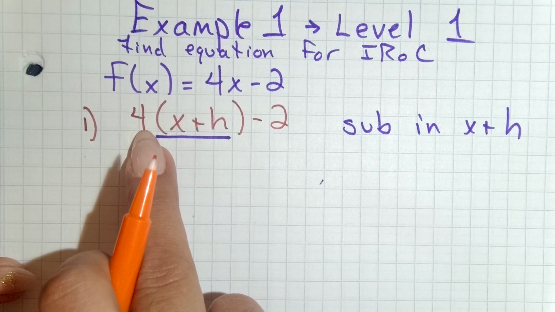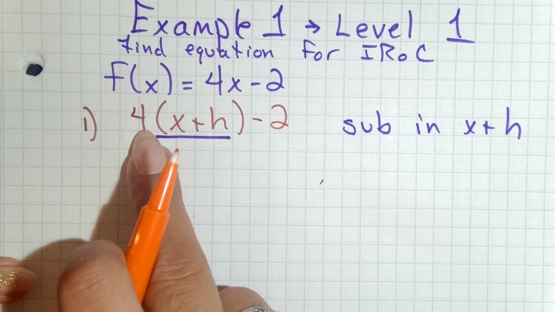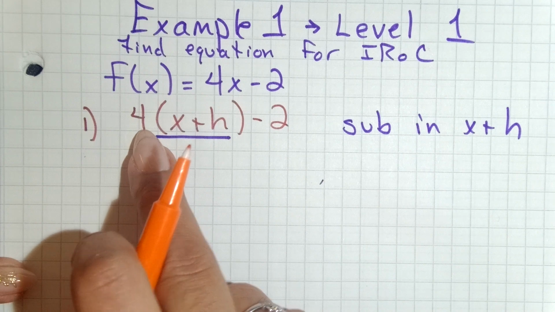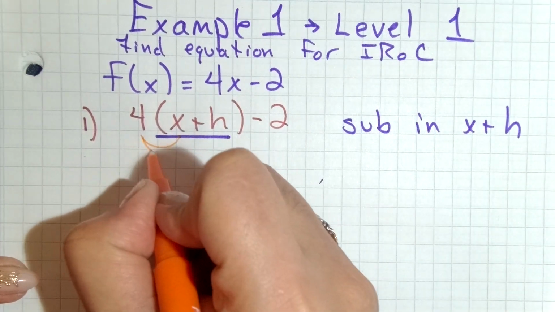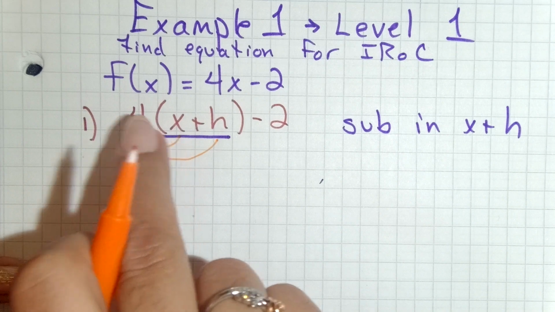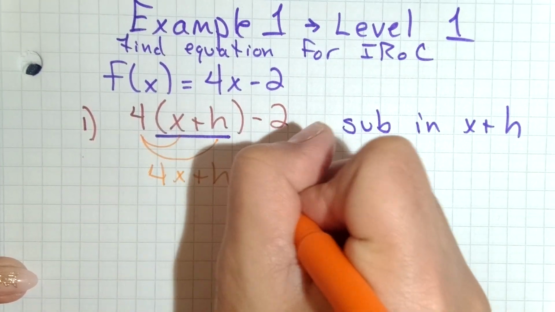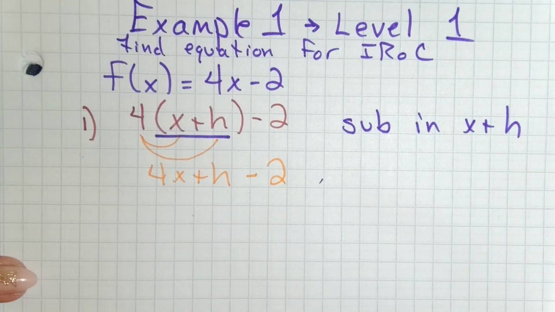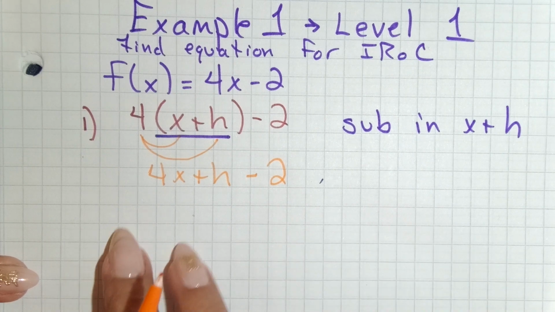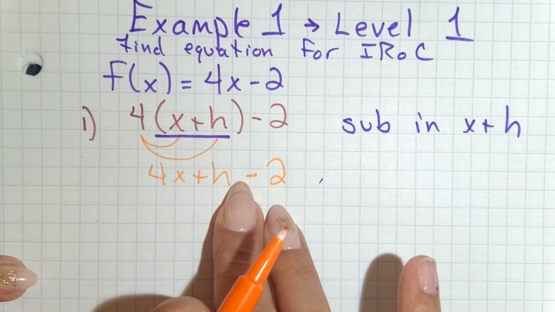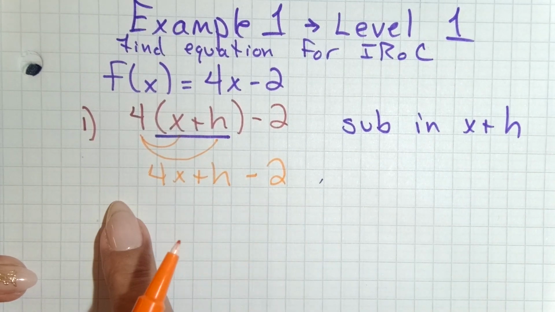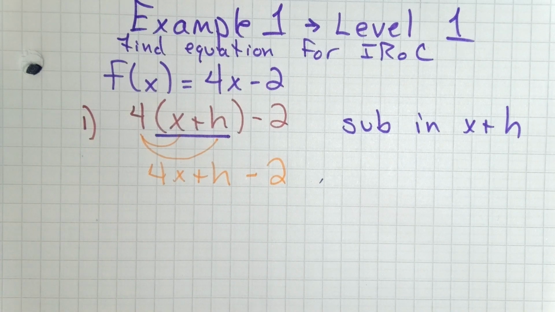We need to distribute. So I need to distribute the 4 to the x and the 4 to the h. So I get 4x plus 4h minus 2. Can you see that color? So can I combine any like terms here? No, I have no like terms. So I'm going to move on to step 2.